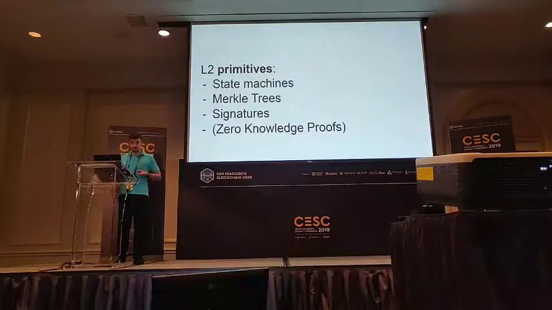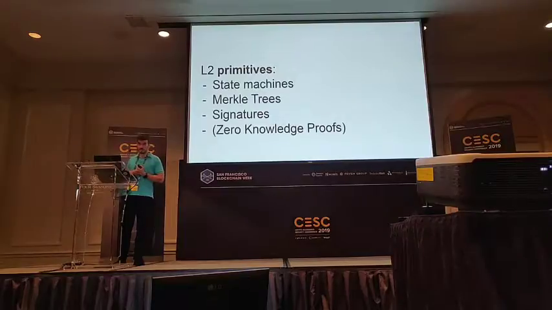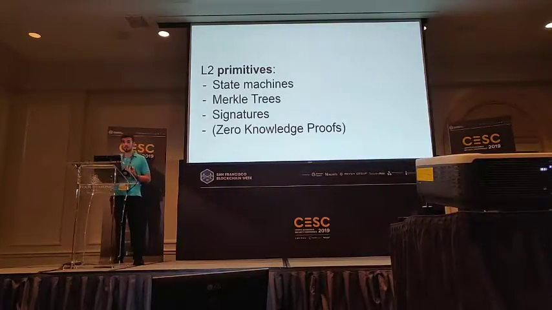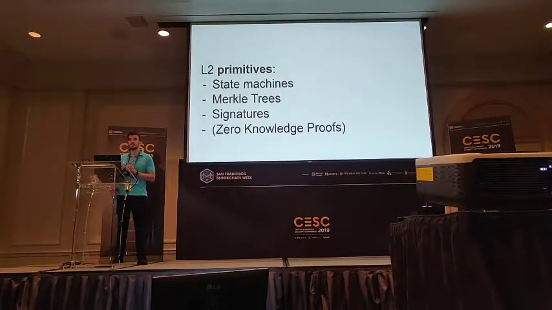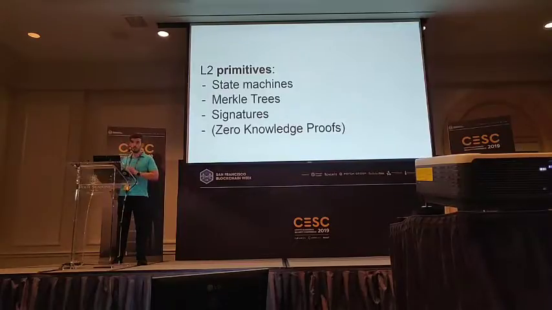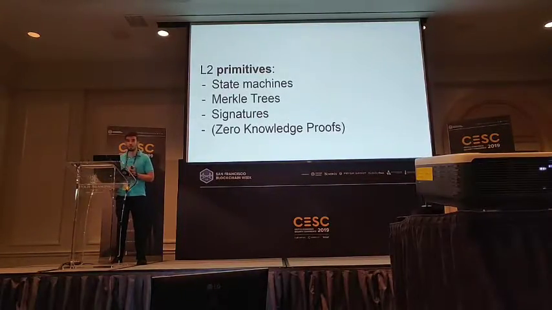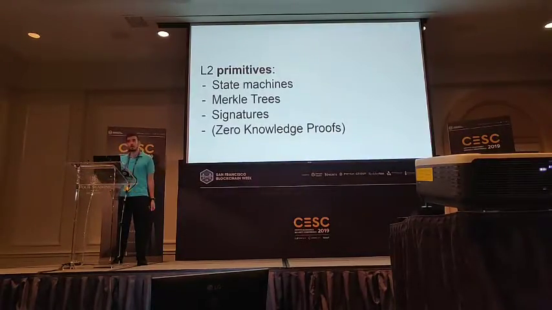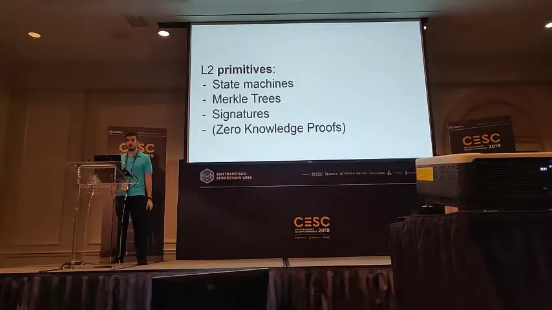And the primitives that we're using for all of this are basically state machines, Merkle trees, signatures, so very, very simple stuff. And this is the simple stuff that allows you to do mechanisms with fraud proofs, which have some synchrony assumptions, and also zero knowledge proofs. But I'm not a mathematician, and zero knowledge proofs are novel and complex, and they do not fit in this time slot for this talk.